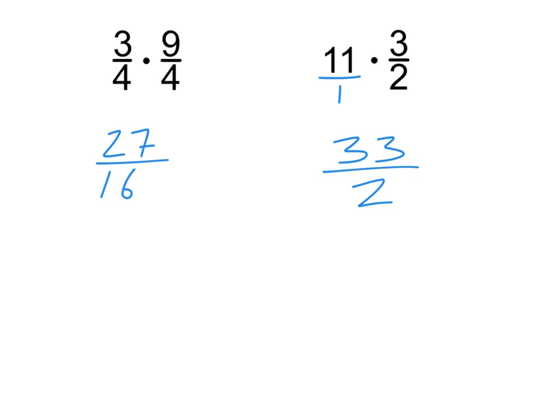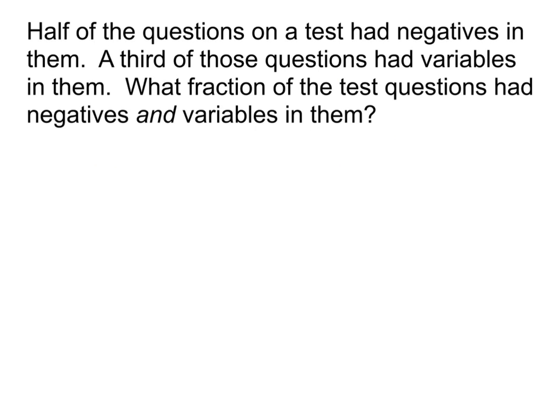But since this is a nice, easy one, I figure you can also handle maybe a good word problem with it. So let's take a look at this word problem and see how we can then apply our fraction work to it. So you notice the situation we have here. Half of the questions on a test had negatives in them. A third of those questions, the fact that it's of those is important here, had variables in them. And we want to know what fraction of the test questions had both negatives and variables in them.